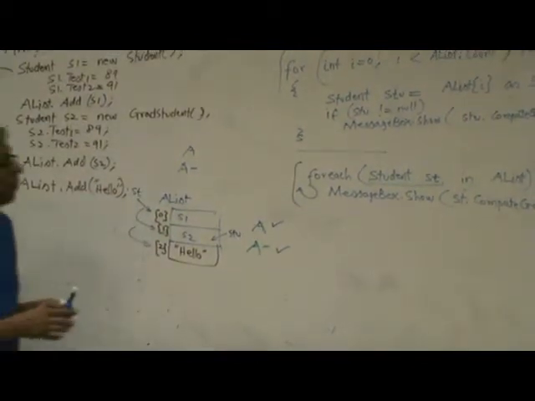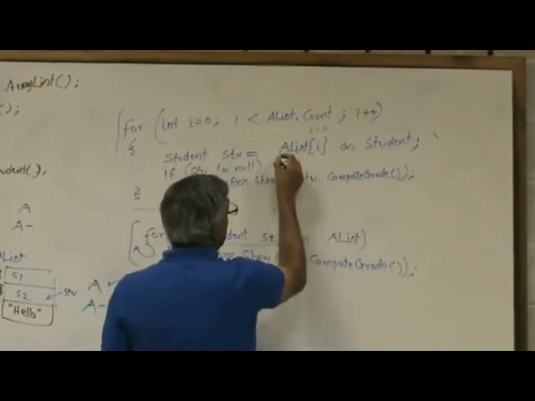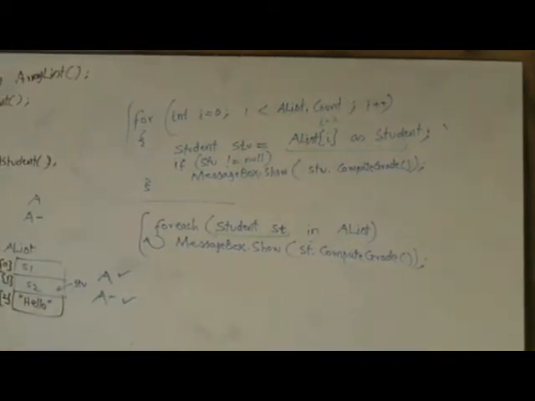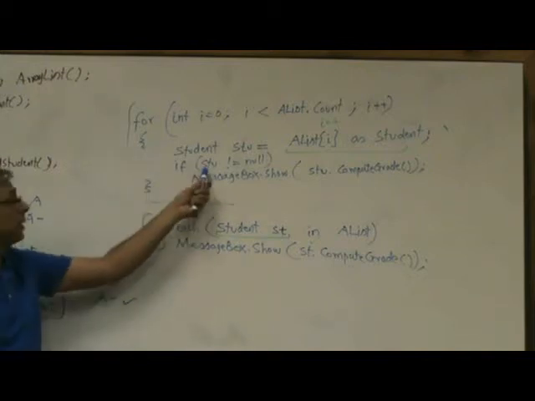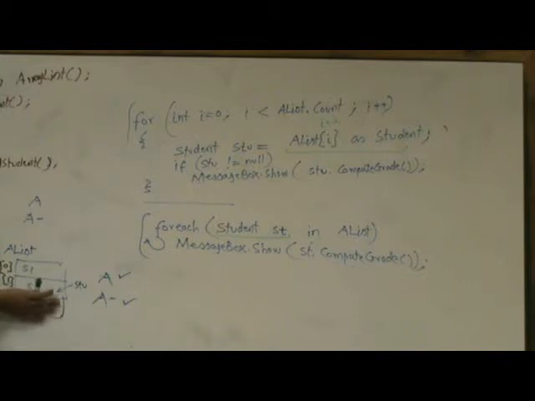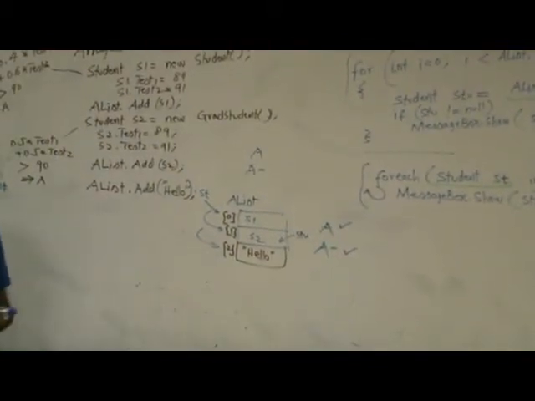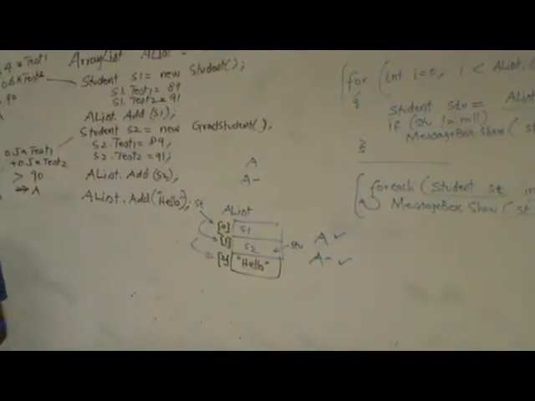Third time through the loop, I will be 2. When I becomes 2, what will our code do? Null. It will return null. So since it's null, will it call the message box? No, so we'll simply ignore this and print A and A minus. That was the goal, right? If it's a student, call the compute grade on it.